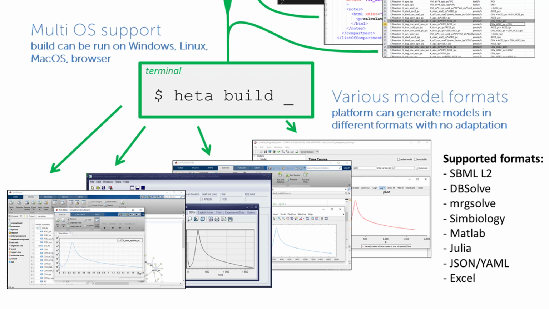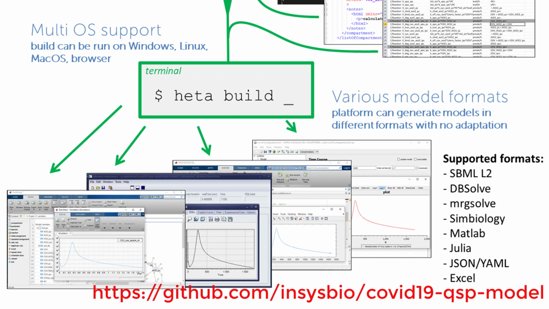Currently, Heta compiler supports several popular tools, but we are going to extend the list. For example, there are simulations in SimBiology, DBSolve, Plain MATLAB, and Capacity, created based on the same platform. By the way, this is our COVID open source model published on GitHub.